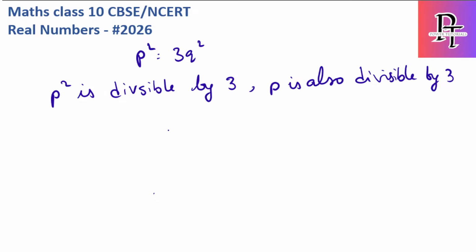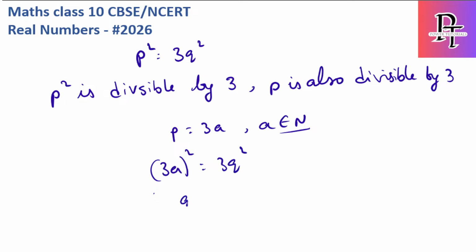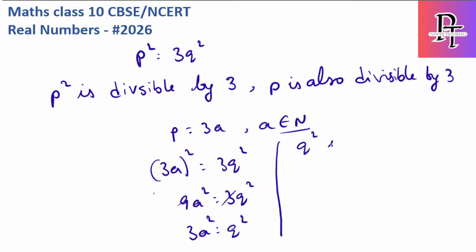If p is divisible by 3, I can write p as 3 into a, where a belongs to natural numbers. Now if I replace 3a here, I will get 3a whole square is equal to 3q square, or 9a square is equal to 3q square. And from here, if I divide by 3, 3 ones are 3, 3 threes are 9, then 3a square is equal to q square. From this step I can say q square is divisible by 3. Then I also know that q is divisible by 3.